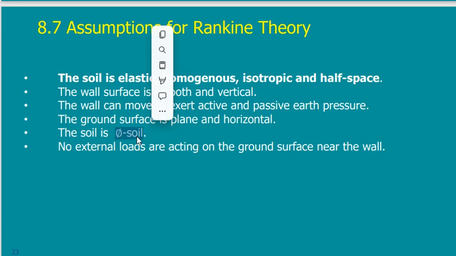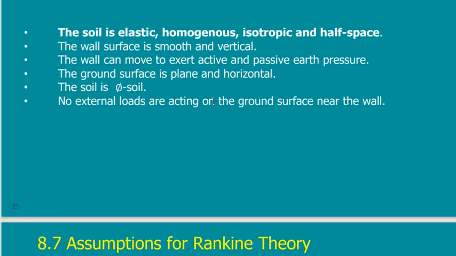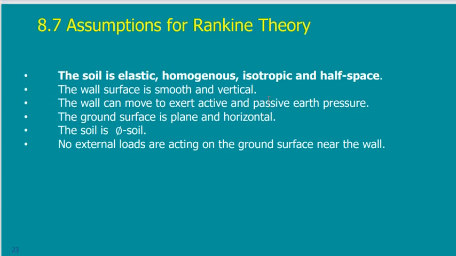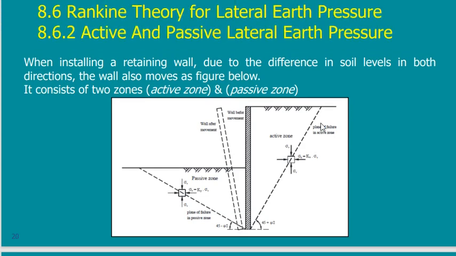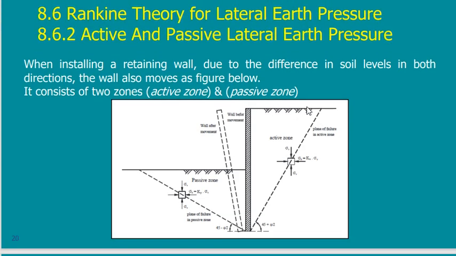It means that there is C, but the main constituent is phi. So this is very, very important, and you will know why when you see the equation. No external loads are acting on the ground surface. Extremely important thing, because if you have a building on top here, you cannot solve it. This equation will not take into consideration that you have buildings on top of your soil. If you have buildings, then you have to think of another approach for the design.